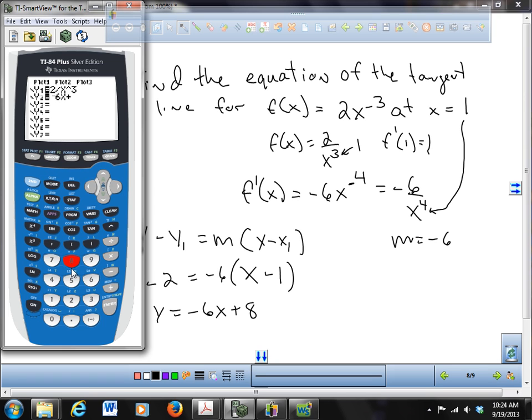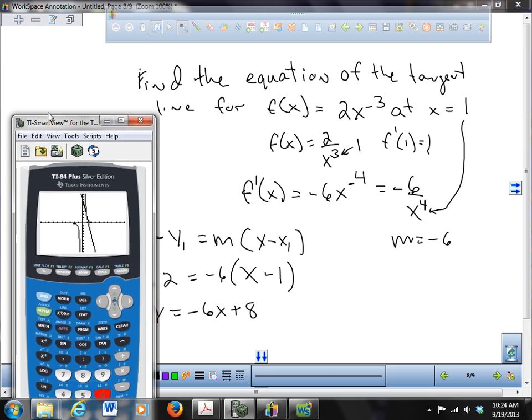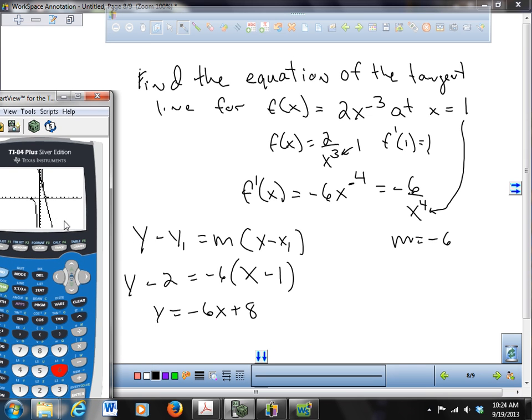I'm going to put in a standard viewing window, which is zoom 6. There you go. So there's the curve, and there's the tangent line at 1, and you can see that it hits that spot and goes exactly through it. So what I found is the function, and then the tangent line that just exactly hits that point right there. Okay? Questions on that?